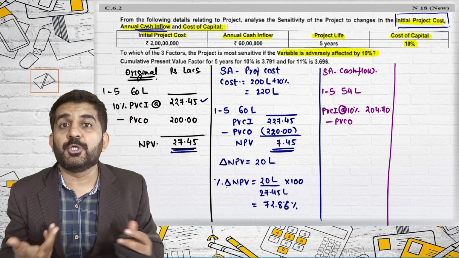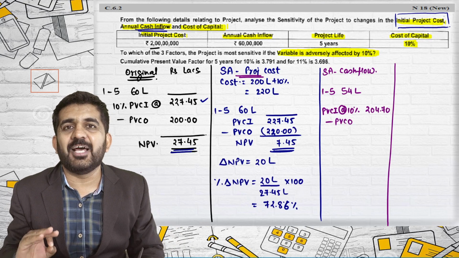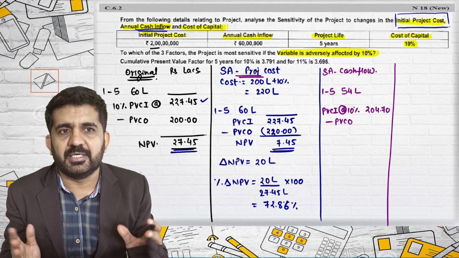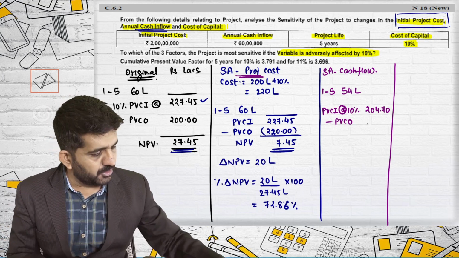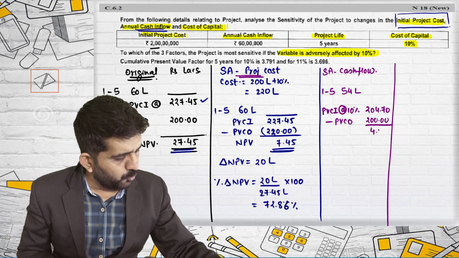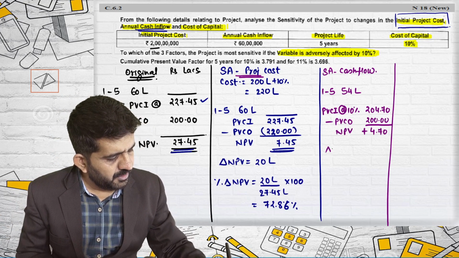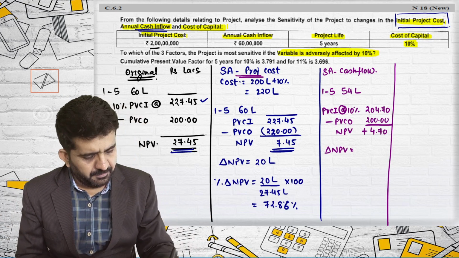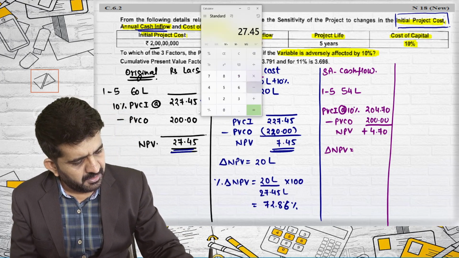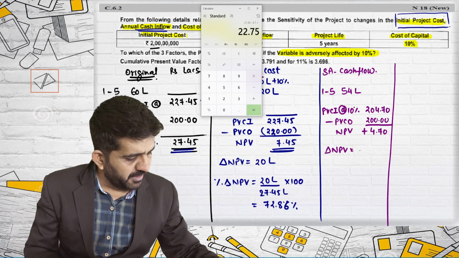204.70 minus the present value of cash outflow, 200 or 220? 200. I will now not take that situation. I am going to find out the effect on NPV of each and every variable individually. I'm not going to find out in a combined manner. So I will be taking this as 200 lakhs, and this will be 4.70, which will be my NPV. Change in NPV will be 27.45, which was my original NPV, minus 4.70, which is my new NPV, which is 22.75.